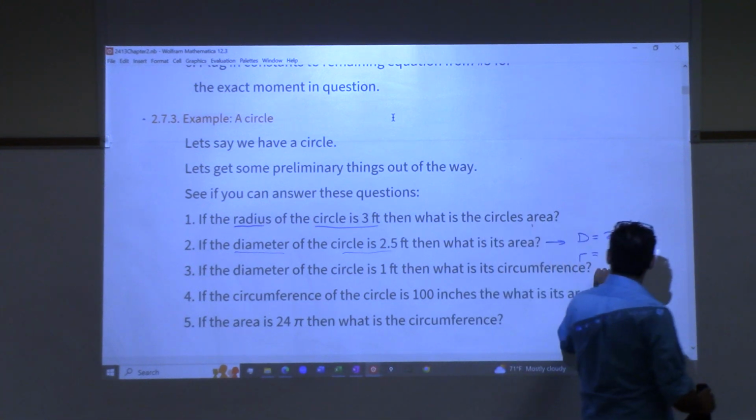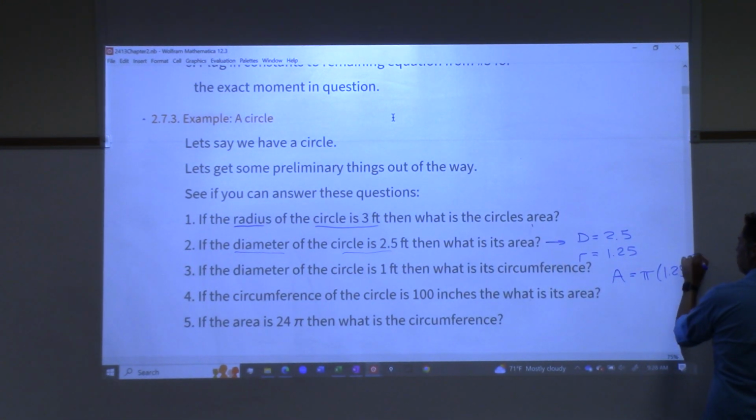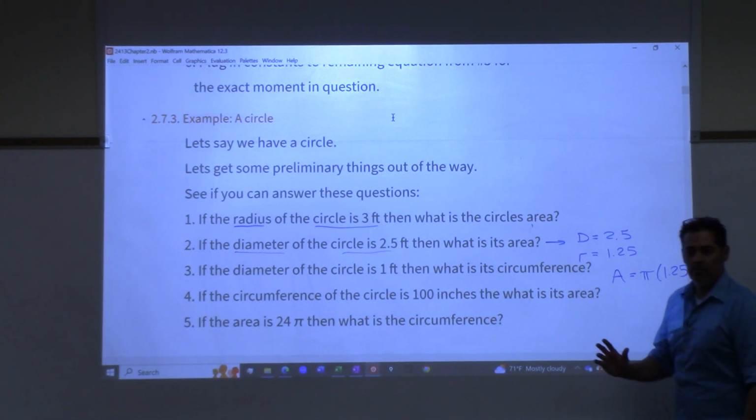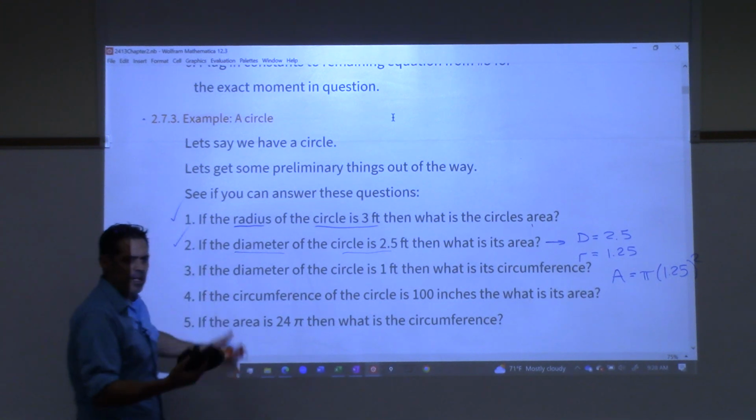And now that you have the radius, you can find the area using pi r squared, right? So the area then would be pi times that radius, 1.25 squared, whatever that is, right? So these two, again, no calculus involved, right? These are just things we need to know how to do.